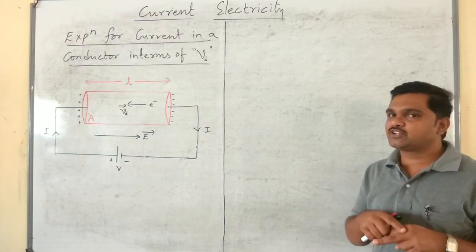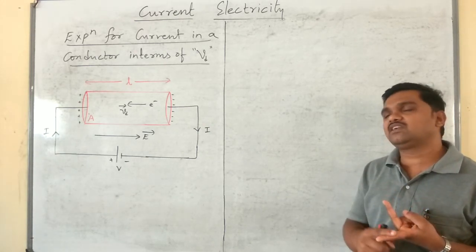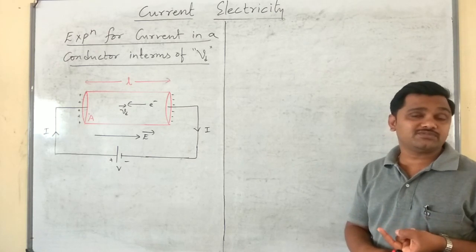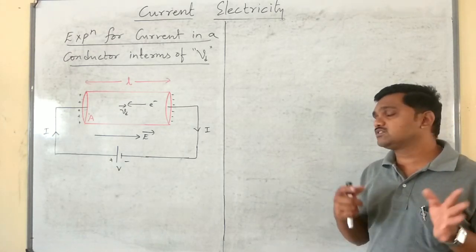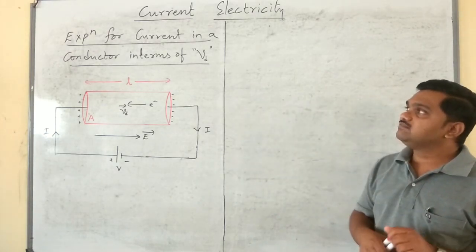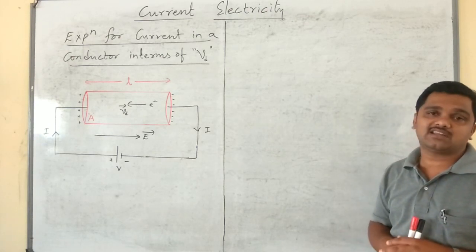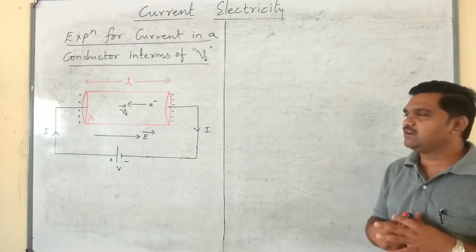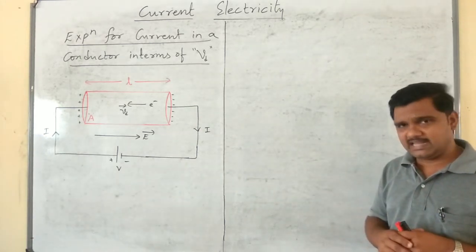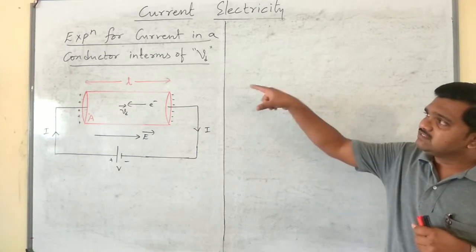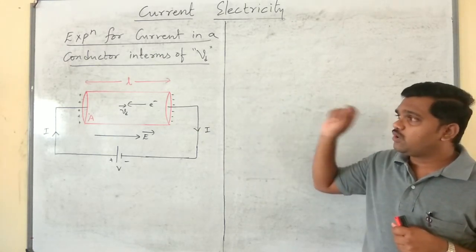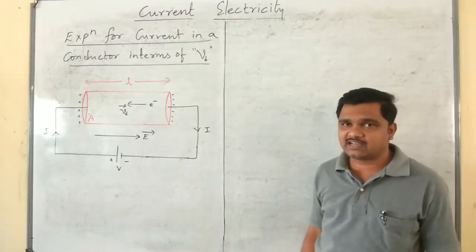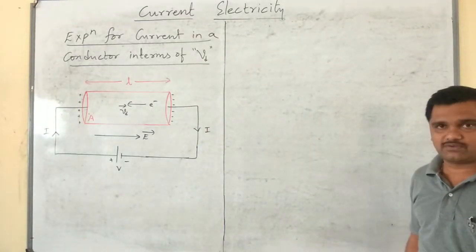I have said about two types of velocities. One is thermal velocity or thermal speed, and the second one is drift speed. Thermal speed is of the order 10^5 to 10^6 meter per second, whereas the drift speed is of the order 10^-4 to 10^-5 meter per second, which is very less, isn't it? Now, in this class, let us derive how much electrical current will pass through the conductor in terms of drift velocity.